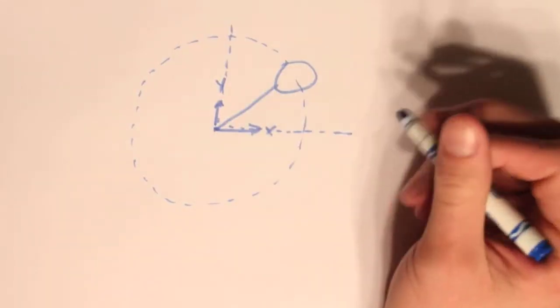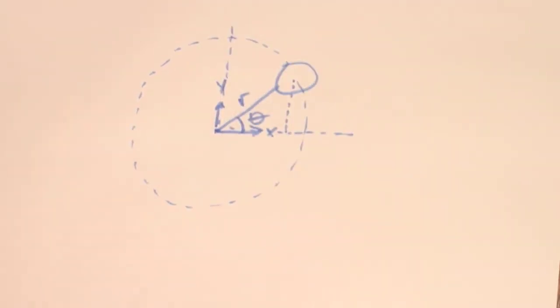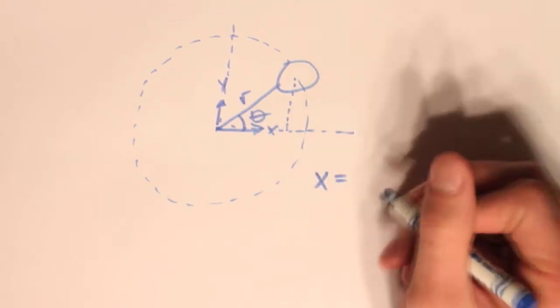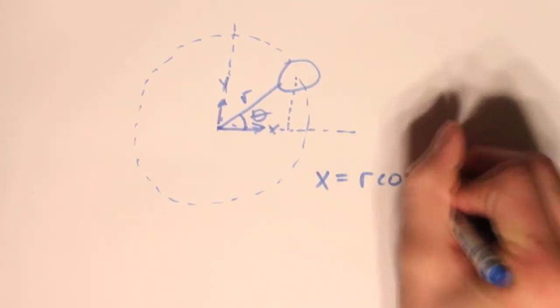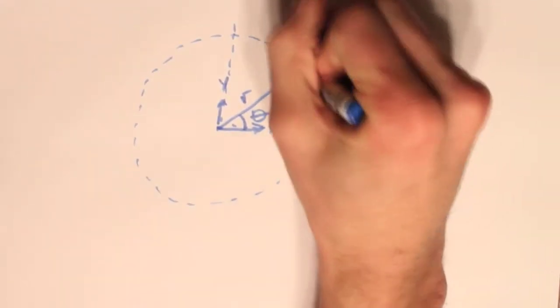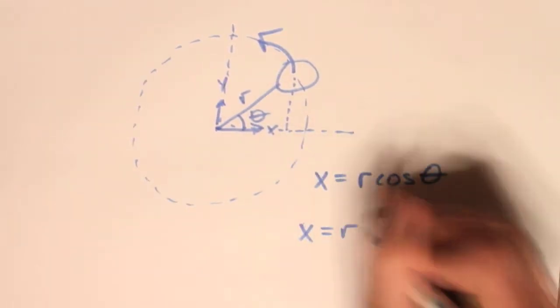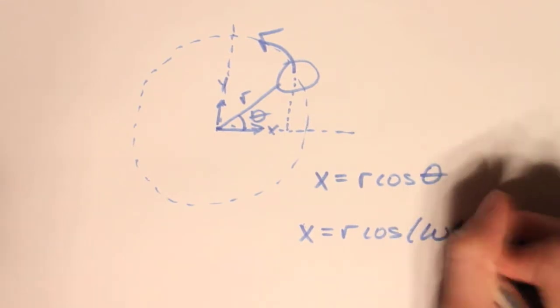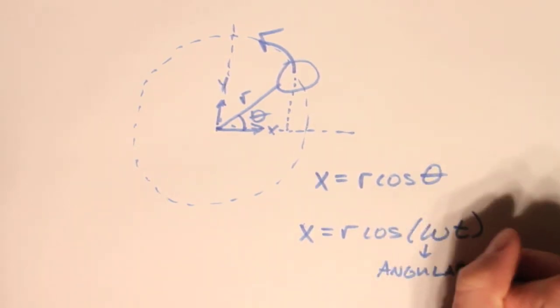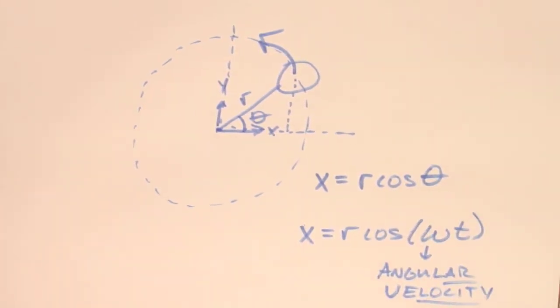First, let's plot out its x position. It's going to be at an angle theta at our reference line. And to get that x position, we would go r cosine theta. But now let's say that this object is actually moving in this circle and its position is changing. Its function would be r cosine omega t, where omega is angular velocity.